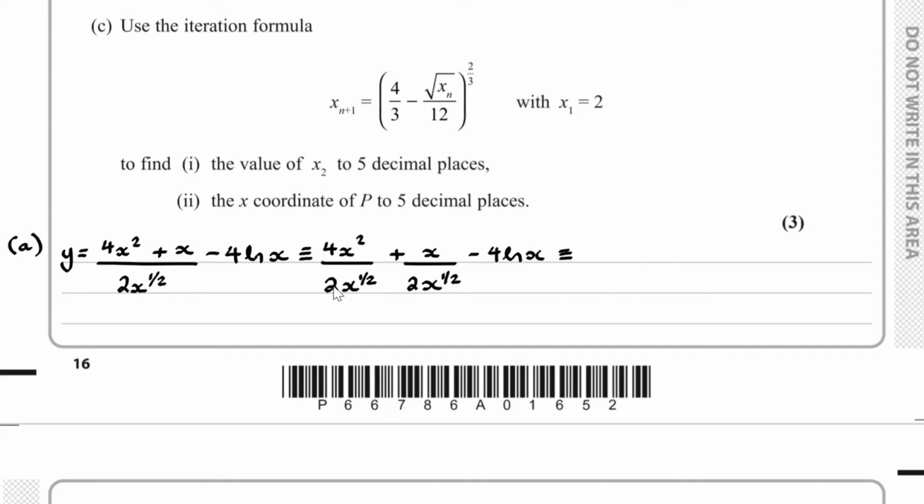And if we tidy all this up, 4 divided by 2, that's 2. And x squared divided by x to the half, if I subtract the powers, 2 minus 1/2, that's 3 over 2. So we have 2x to the power of 3 over 2. Now here, in terms of the numbers, we have 1/2.